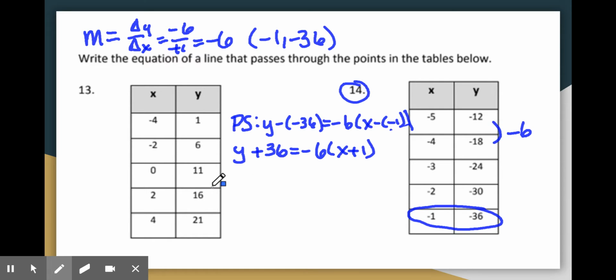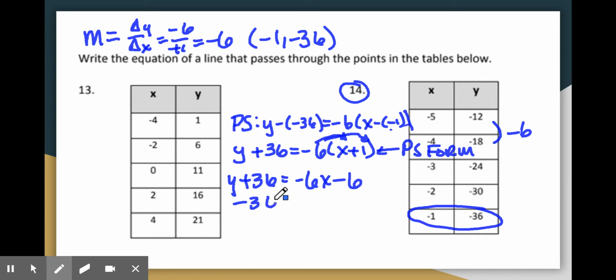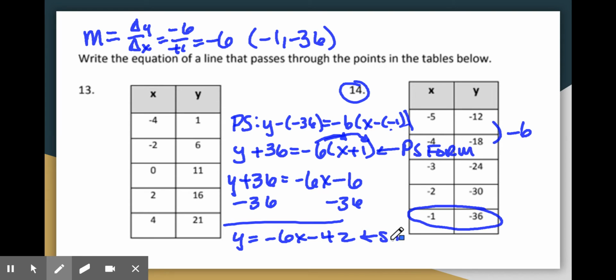Now, if I asked you to write it in slope-intercept form, fine, keep going. Distribute the negative 6. This is point-slope form. If I distribute the negative 6, I have y plus 36 equals negative 6x minus 6. Subtract 36 on both sides. I have y equals negative 6x minus 42. And there's your answer in slope-intercept form. You've got to be able to write your answers in both forms.